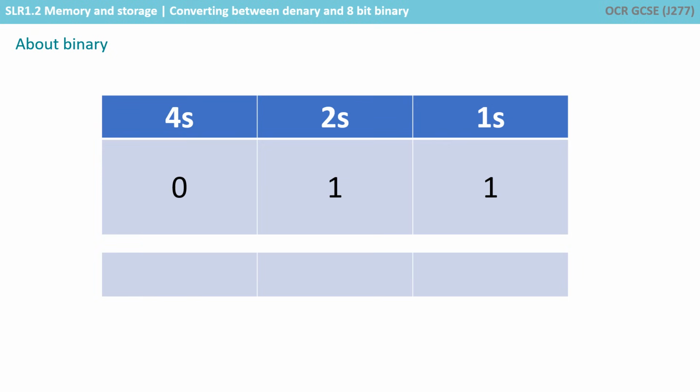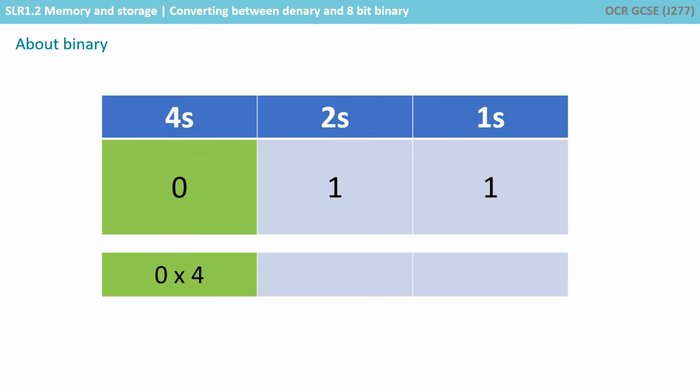The binary system, known as base 2, works in a very similar way. The only difference is there's no number above a 1. Therefore, when we want to represent the number 2, we have no unique symbol for that, and we have to start using a new column.